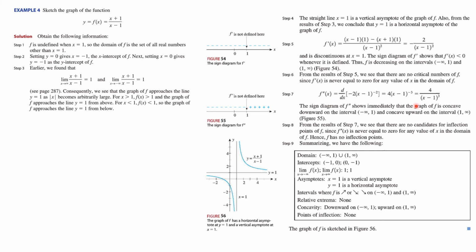And if we took a second derivative, we would get this, and the second derivative in this case is going to be 4 over (x minus 1) cubed. So if you're less than 1, it's going to be concave down. If you're greater than 1, it's concave up. And so there are no candidates for inflection points because the second derivative is never 0. So summarizing all of our facts here, we can graph it in this way.